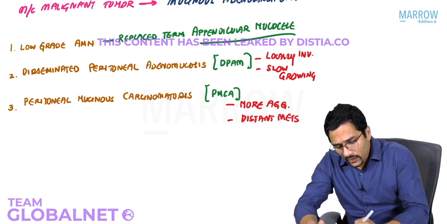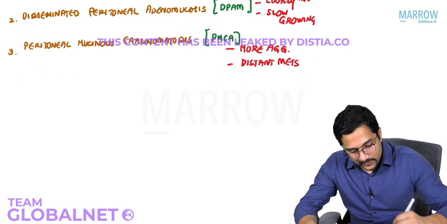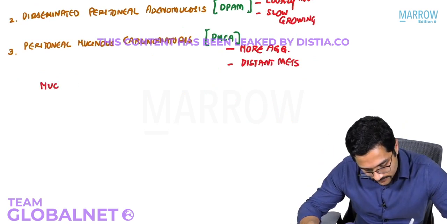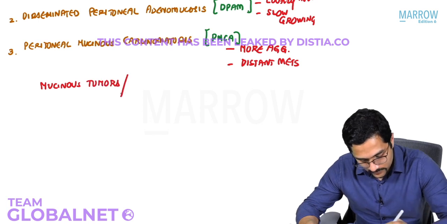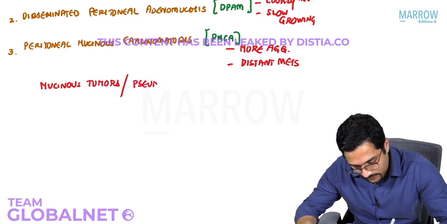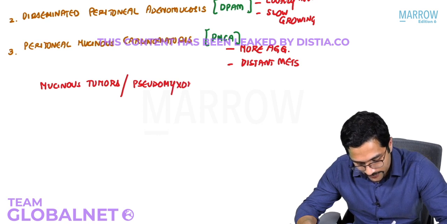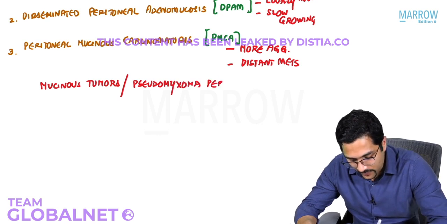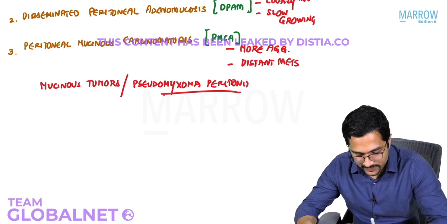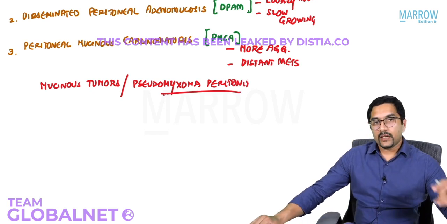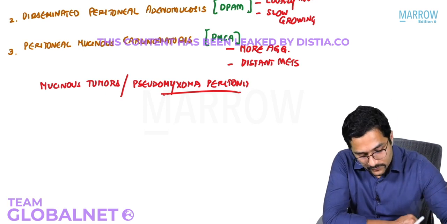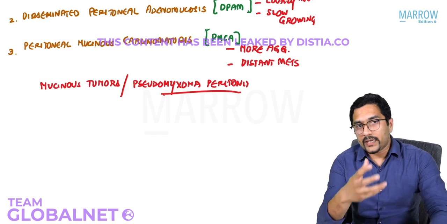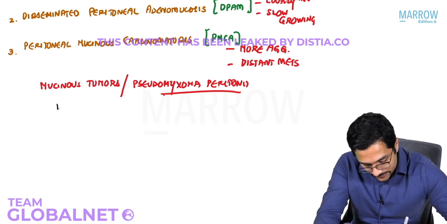Now, let me tell you about these mucinous tumors and also about pseudomyxoma peritonei. I just want to tell you the basic management, because there is one new technique which is being done, which has been asked in the exam, especially in the SS exam, but it has also been asked in the PG exam. So pseudomyxoma peritonei or mucinous tumors can either be primary peritoneal tumors.